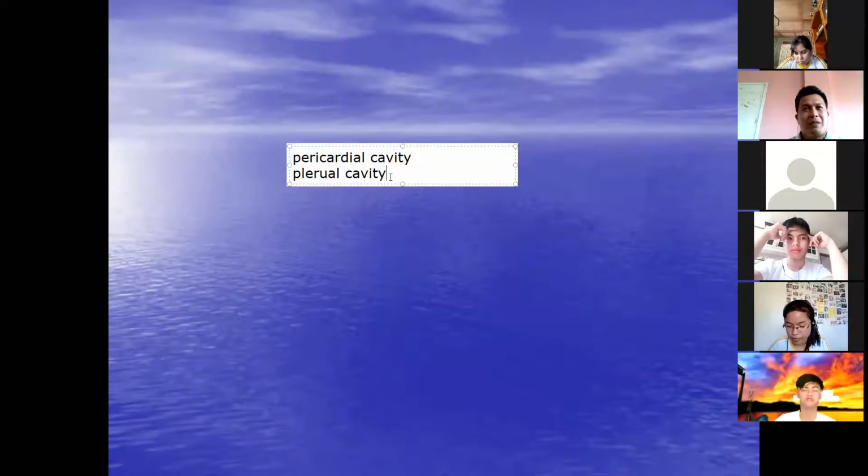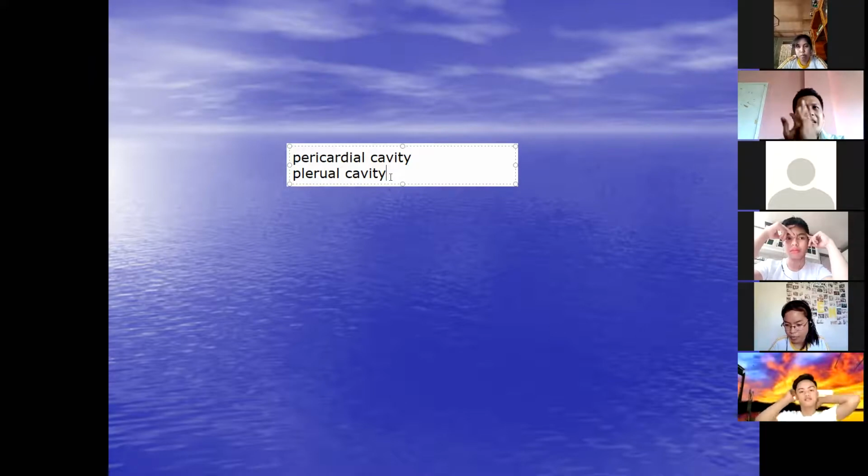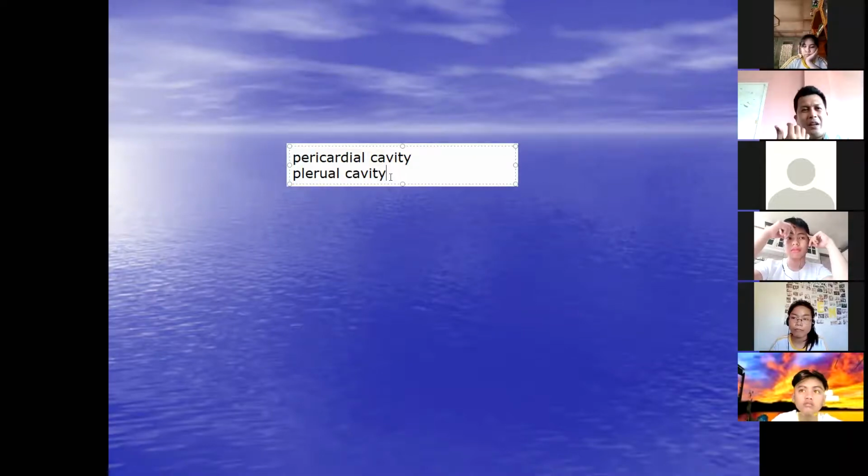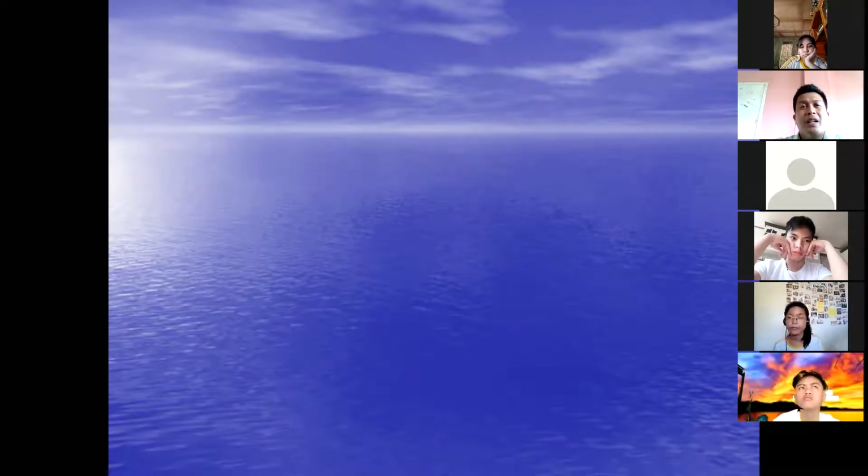Do you think what will happen if our lungs is directly in contact with the rib cage? Friction will happen. And if there's friction, heat is produced. And if heat is produced, eventually there are complications that leads to severe problems in the lungs. So that's the pleural cavity, which is the cavity that protects your lungs, and then the pericardial cavity or the pericardium, the cavity that protects our heart.